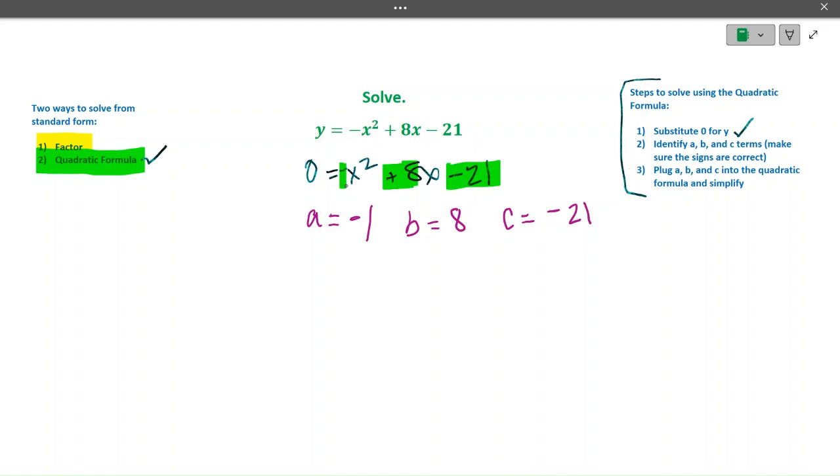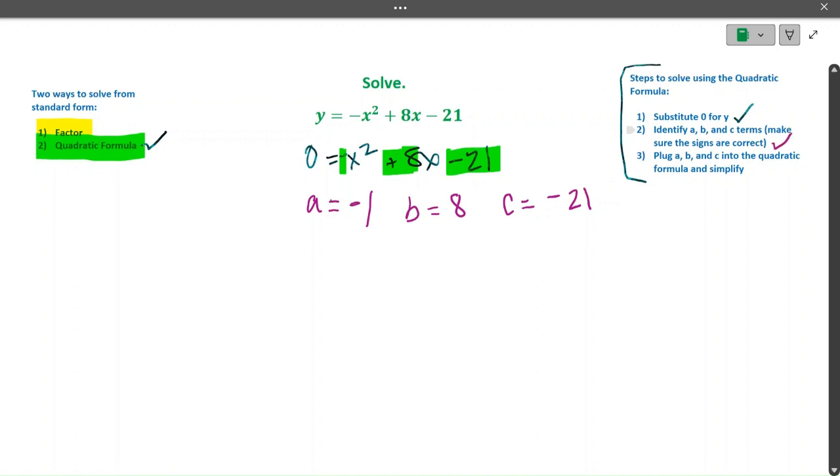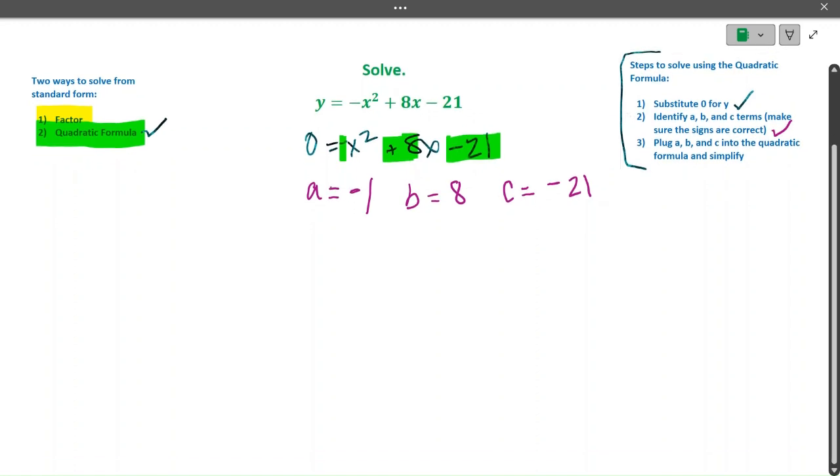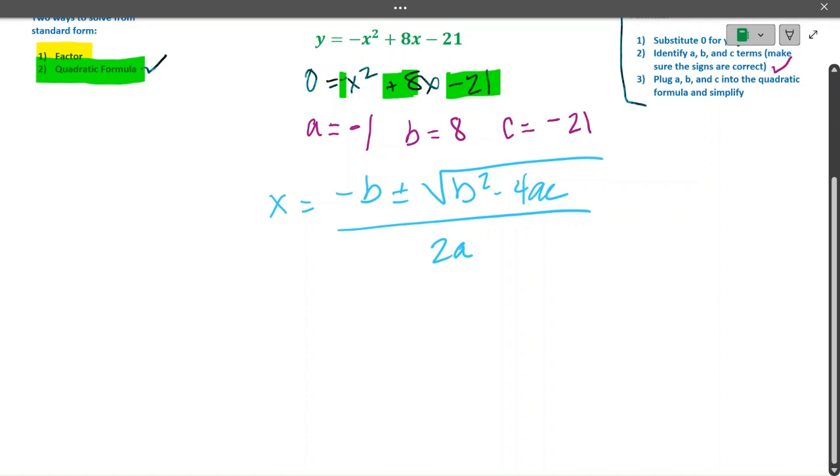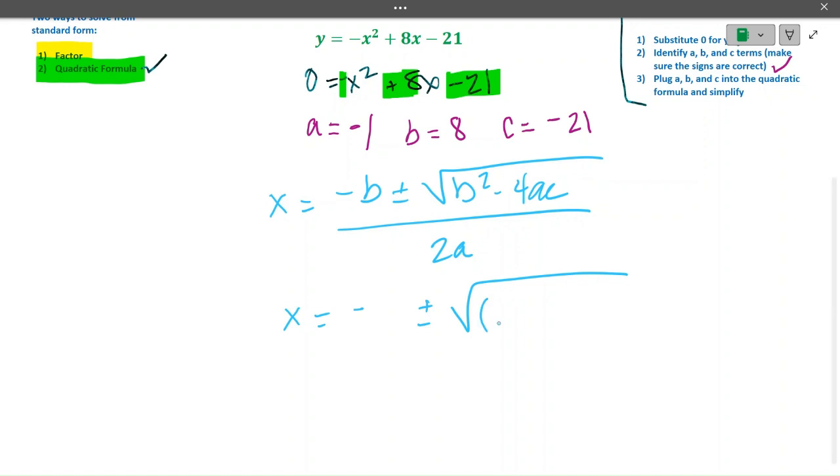All right, so I'm going to double check that my A is negative, my B is positive, and my C is negative. All right, step 2 is done. And now I'm going to go ahead and plug this into the quadratic formula. So I'm going to write the formula for us. Okay, and everywhere I see A, I'm going to be plugging in -1. Everywhere I see B, I'm going to be plugging in 8. And everywhere I see C, I'm going to be plugging in -21.